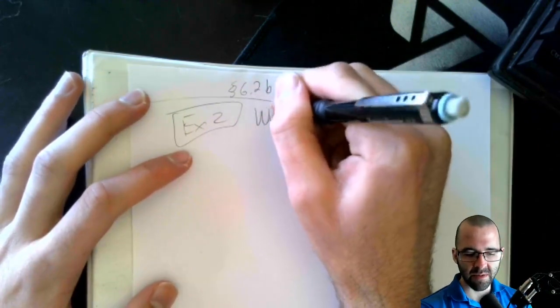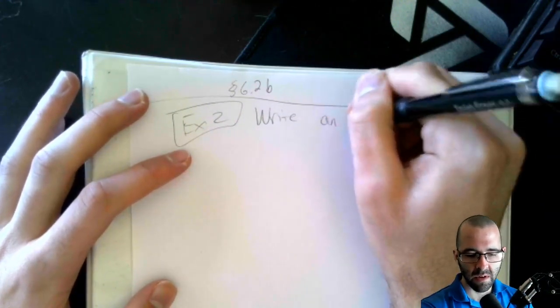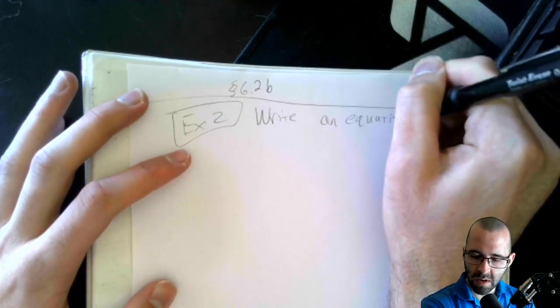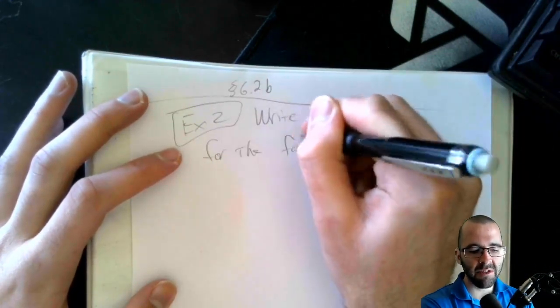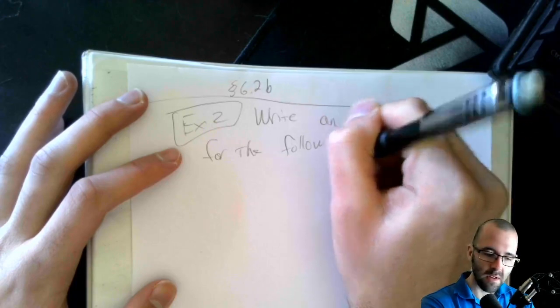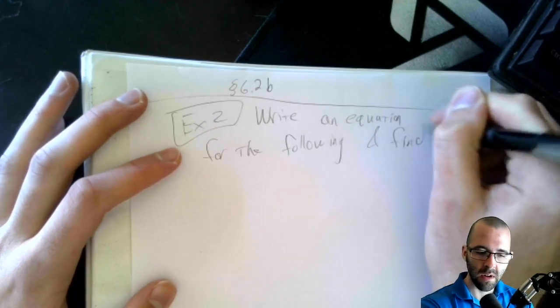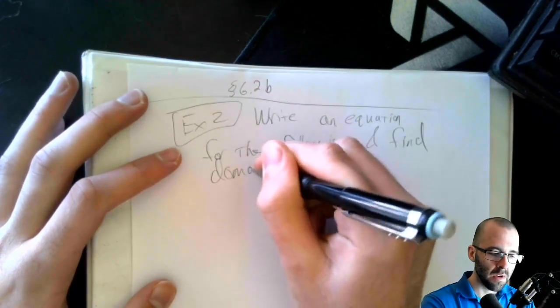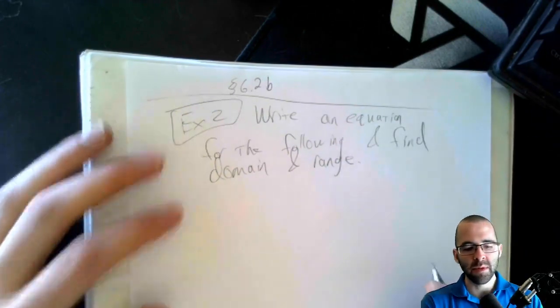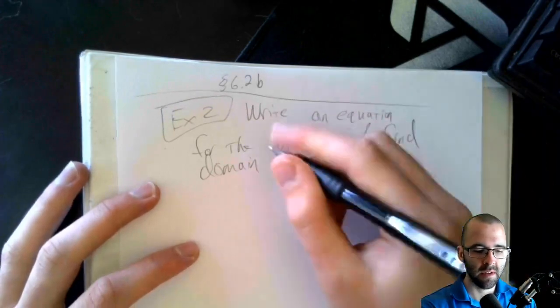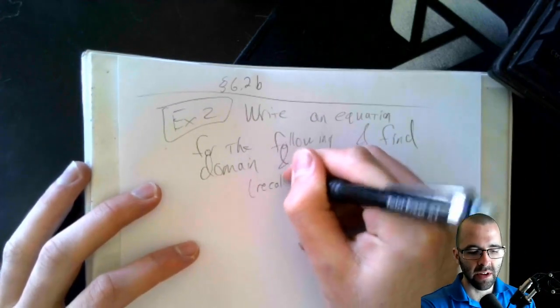Example 2, write an equation for the following and find the domain and range. All right. So, no problem. Remember, by the way, this is going to be good.